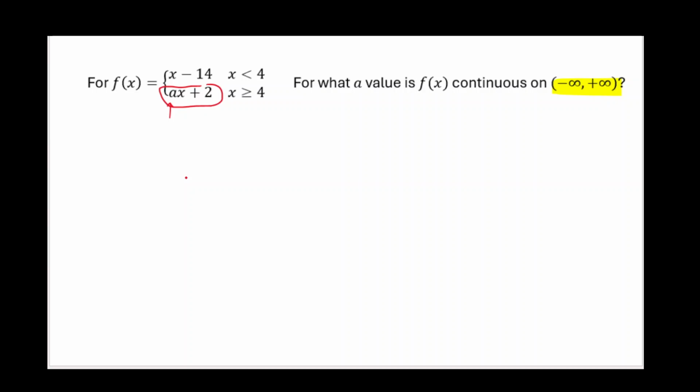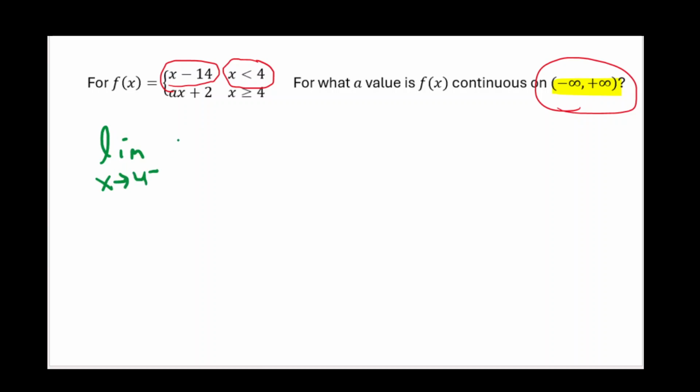So we already know that it's continuous everywhere, except we haven't examined what happens at 4. So we want it to be continuous at 4. So the goal is to make it continuous at 4. That means we need the left-hand limit, the right-hand limit, and the value of the function itself to be the same. So we can look at the left-hand limit first because there's no a here. We can actually calculate exactly what the left-hand limit is. The limit as x approaches 4 from the left follows the rule x minus 14. So 4 minus 14 would be -10.